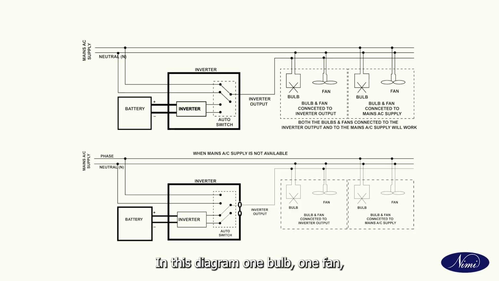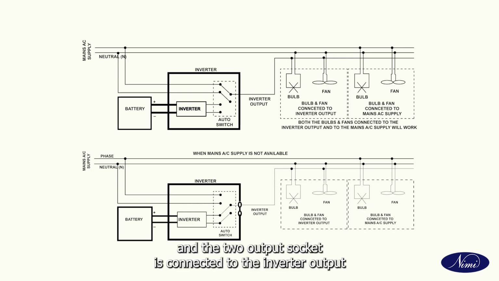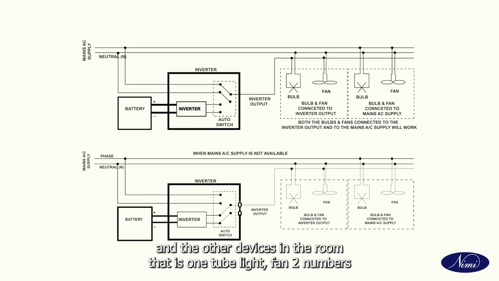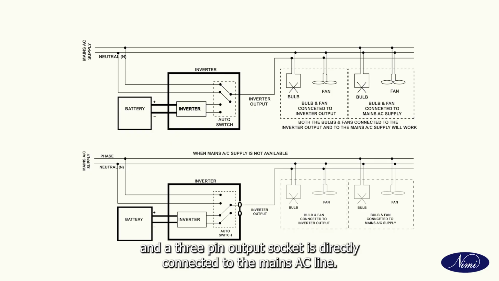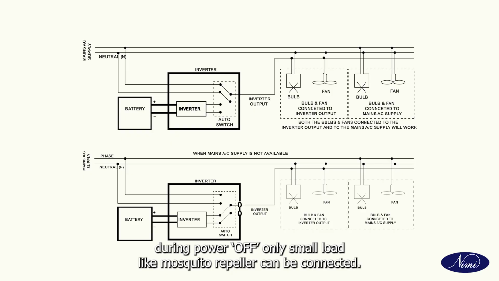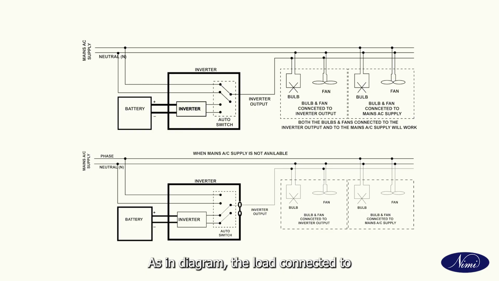In this diagram, one bulb, one fan and a 2-pin output socket are connected to the inverter's output, and the other devices in the room, that is one tube light, two fans and a 3-pin output socket, are directly connected to the mains AC line. The 2-pin socket should not be connected with a heavy load during power off, only a small load like a mosquito repeller can be connected.